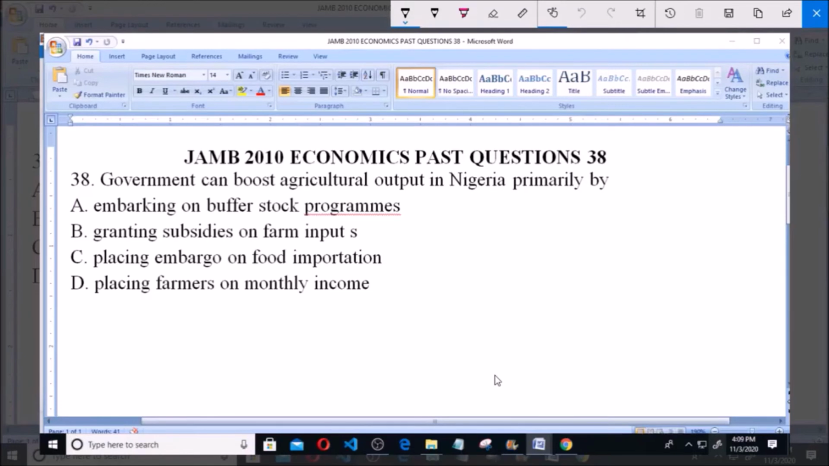Economics past question. Question number 38. Government can boost agricultural output in Nigeria primarily by A says embarking on buffer stock programs, B granting subsidies on farm inputs. C says placing embargo on food importation. D, placing farmers on monthly income.